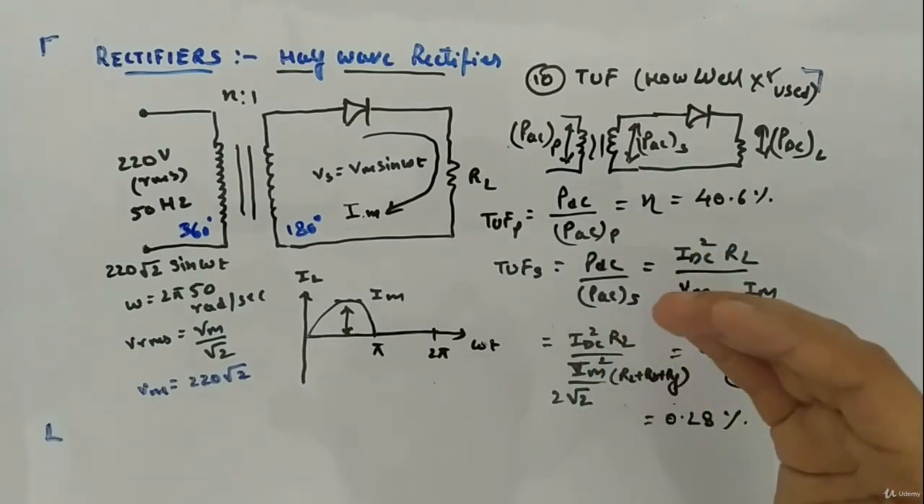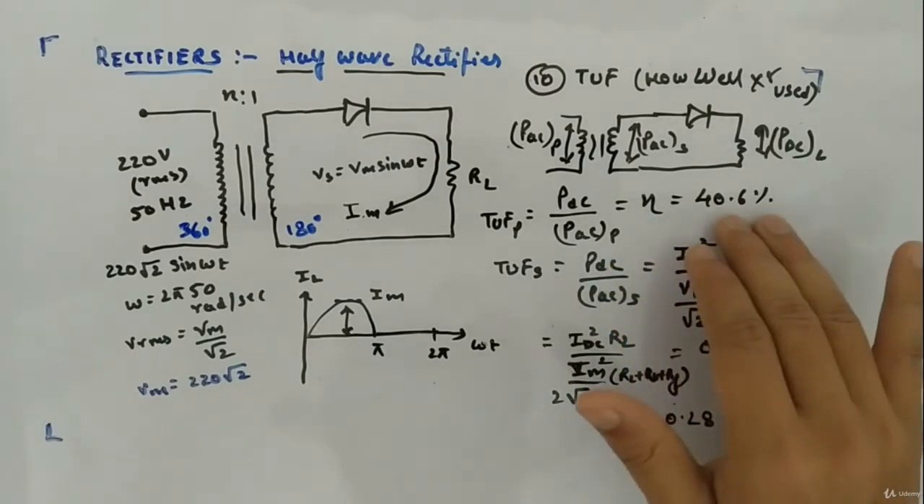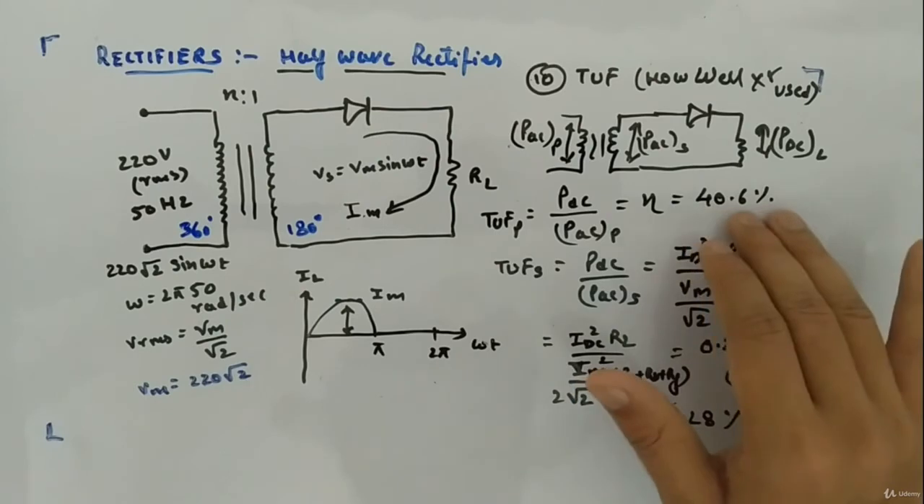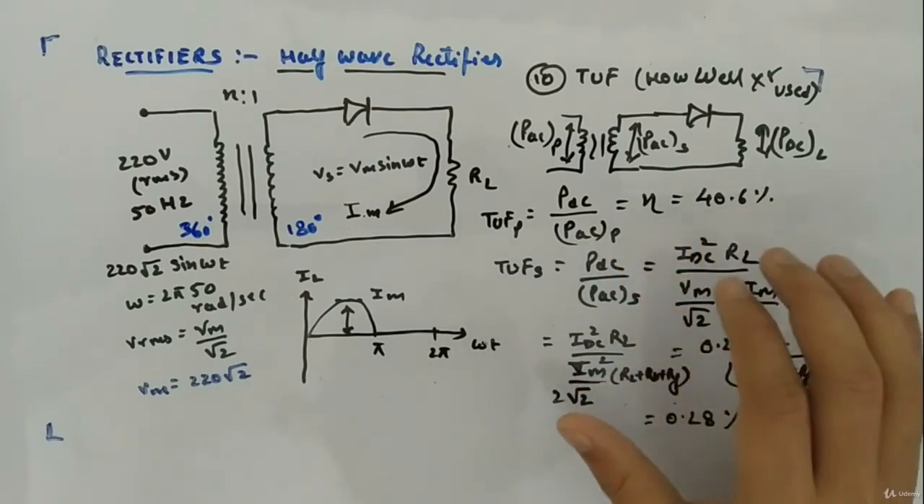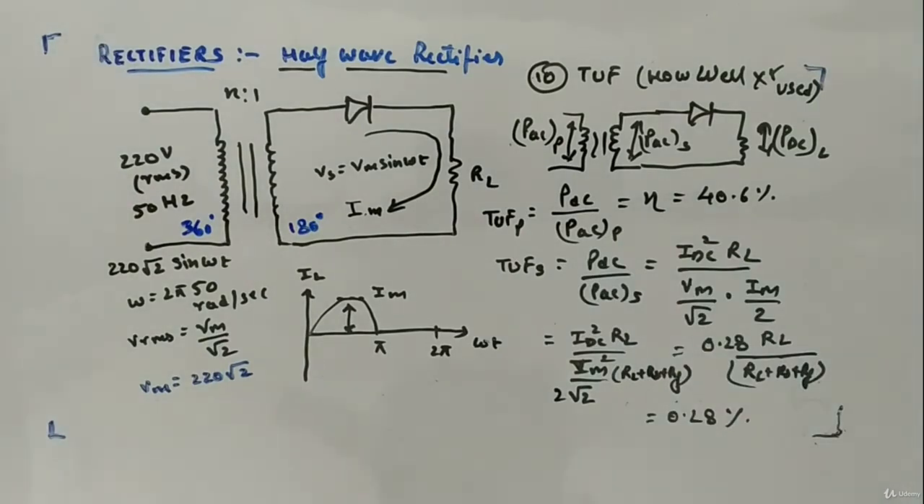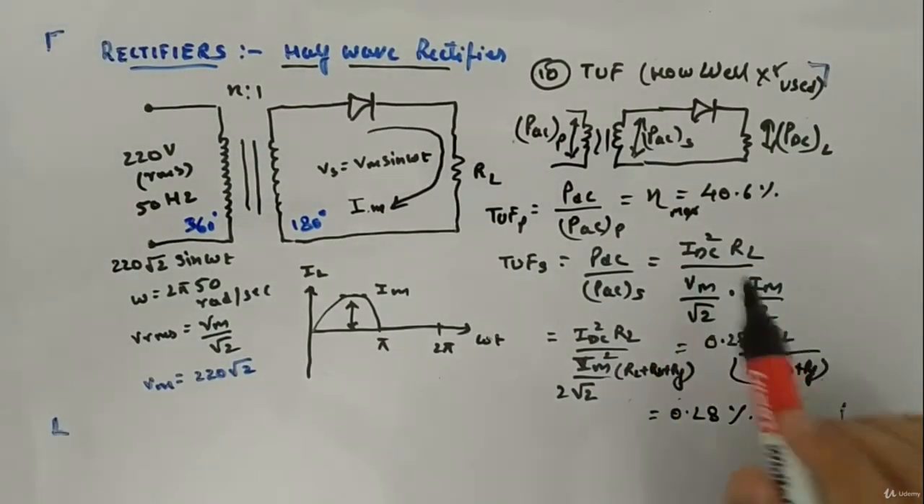This is because you have maximum power, so maximum efficiency is equal to 40.6%. 40.6% will be the efficiency. It is the maximum efficiency. I should write eta max. Okay, this is eta max.